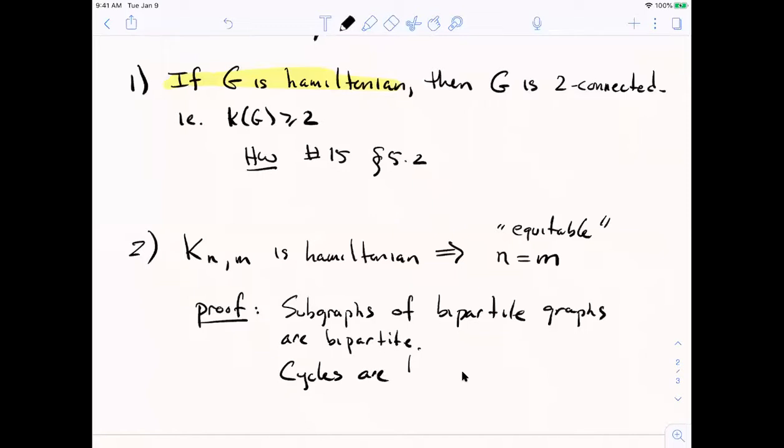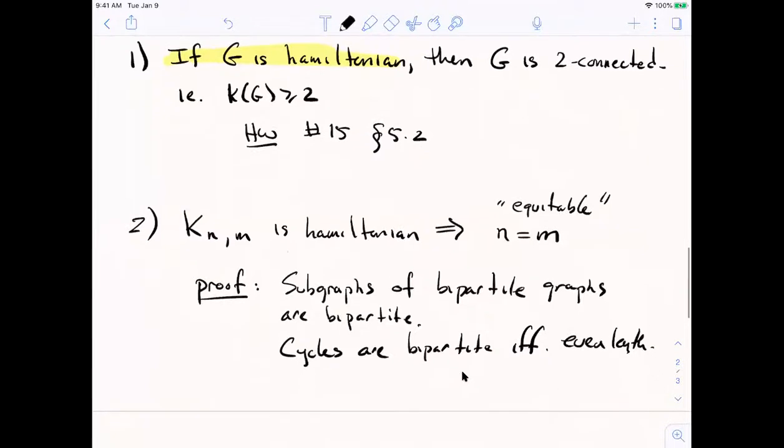Cycles are bipartite if and only if they have even length. Yeah, you take an even cycle, then it's bipartite. An odd cycle isn't. We proved that when we were looking at bipartite graphs.